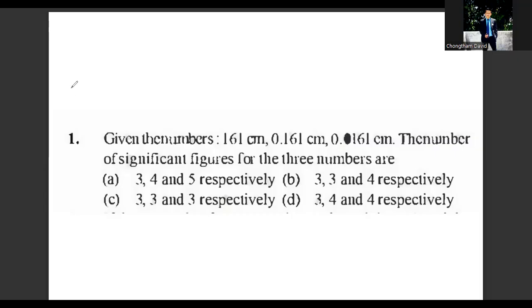So it has three significant figures. When 0 is used to locate the decimal point, it is not considered a significant figure. So here you have 3, 3. This is not considered. So in each of the cases, we have three significant figures. So 3, 3, 3 respectively would be the answer. So option C would be the answer to question number 1. I hope it is understood. Let's read on to the next question.